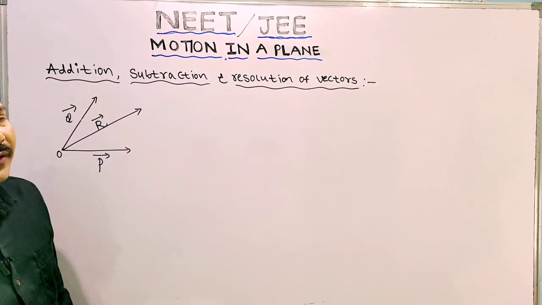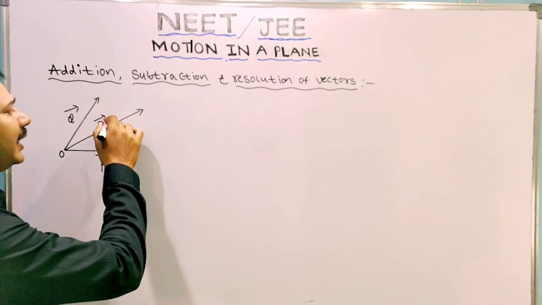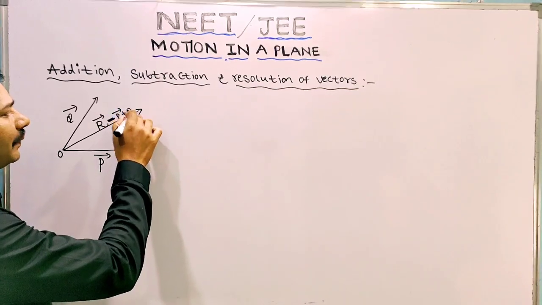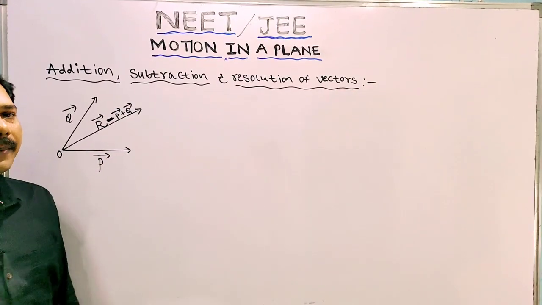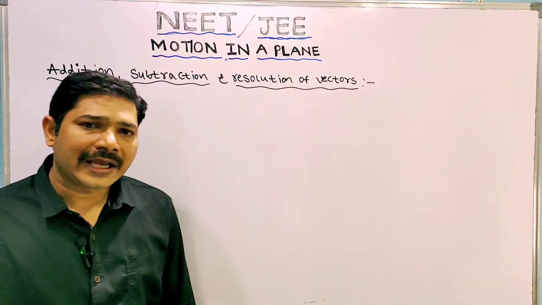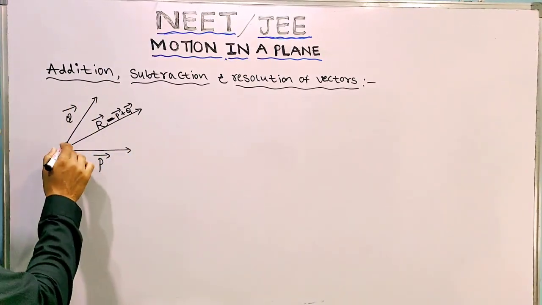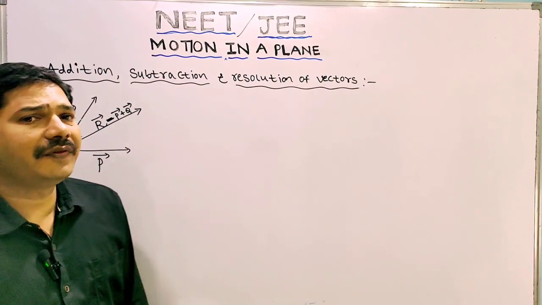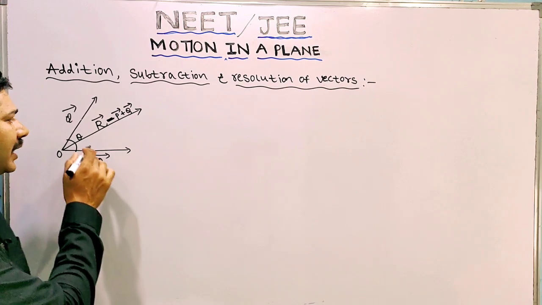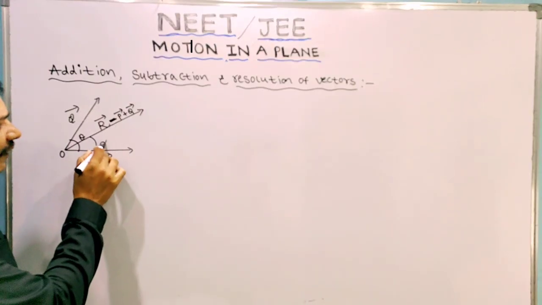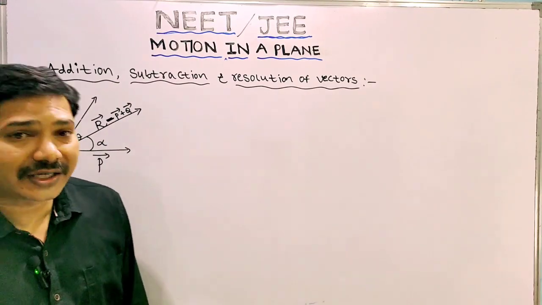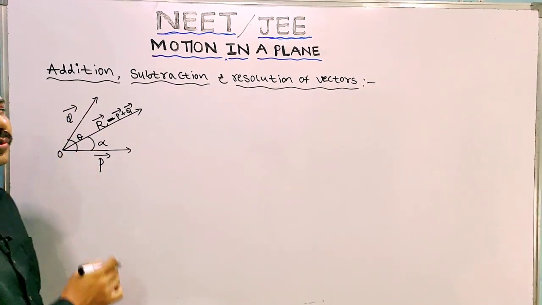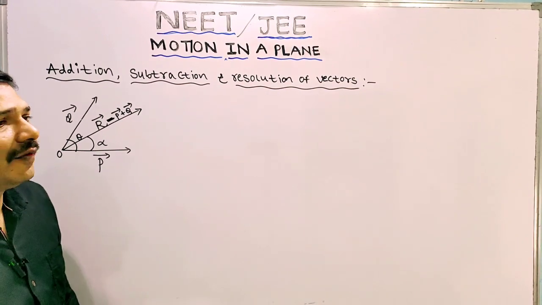So we are adding these two vectors: R bar equals P bar plus Q bar. Here the angle between P bar and Q bar is theta, and the angle the resultant makes with the P vector, the direction of the resultant, I call alpha. So the angle between P bar and Q bar is theta. Then what happens here?